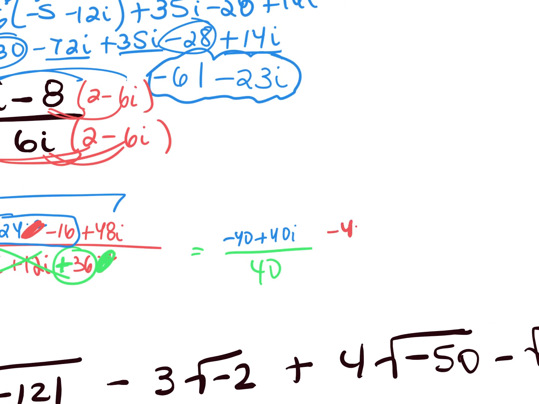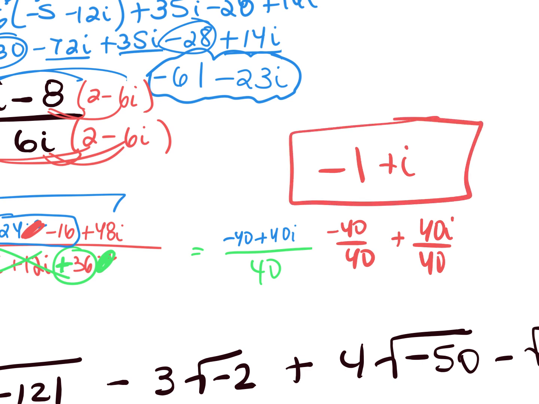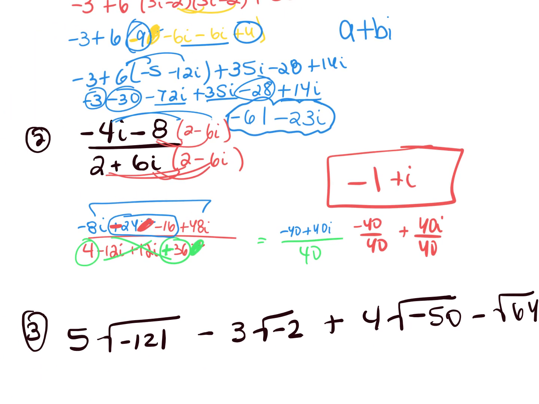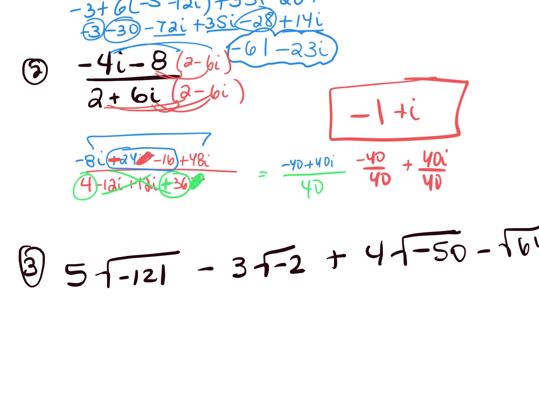So let's simplify. So negative 40 over 40 plus 40i over 40. What's negative 40 over 40 become? Negative 1. What's 40i divided by 40 become? Plus i. Wow. Numbers are funny. All right, last one, and then I'll give you your test back.